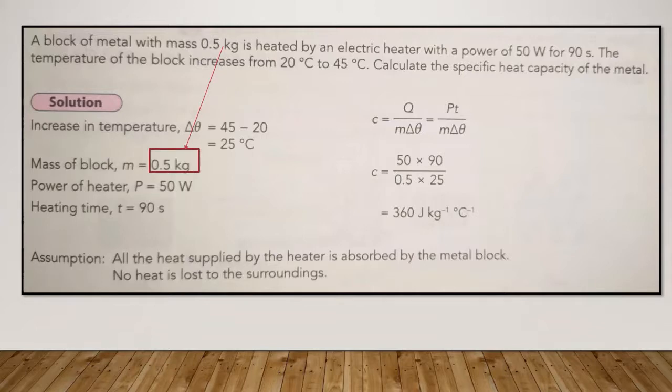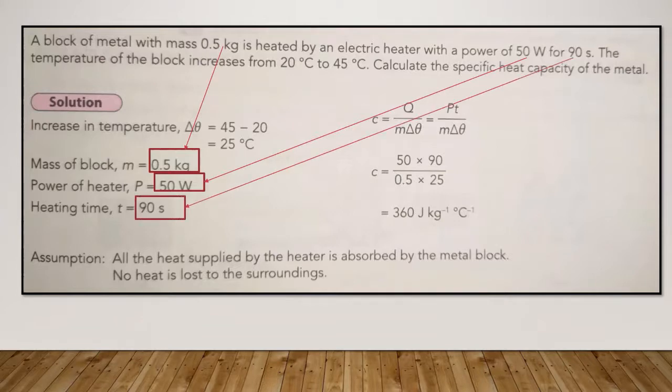Okay, for example, taken in this question, ada mass of block. Mass of block already given, iaitu 0.5 kg. Then power of heater 50 watt. Then time taken 90 second. Dalam soalan tu dia dah bagi jisim blok itu 0.5 kg.